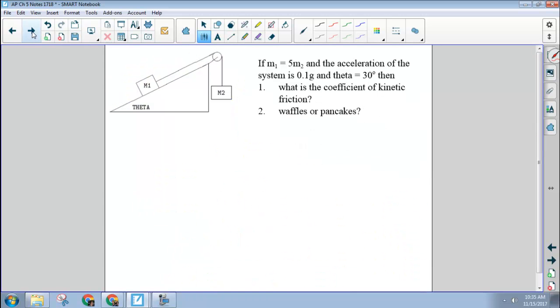Let's see what's next. So I think this one is the same, but I put in coefficients of friction. Oh, and I changed my masses. All right, so let's do it.